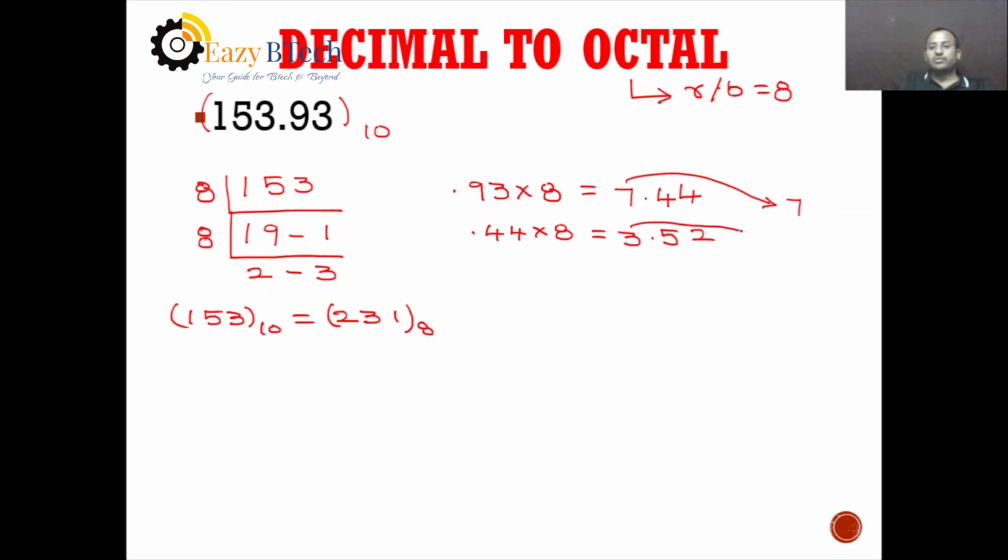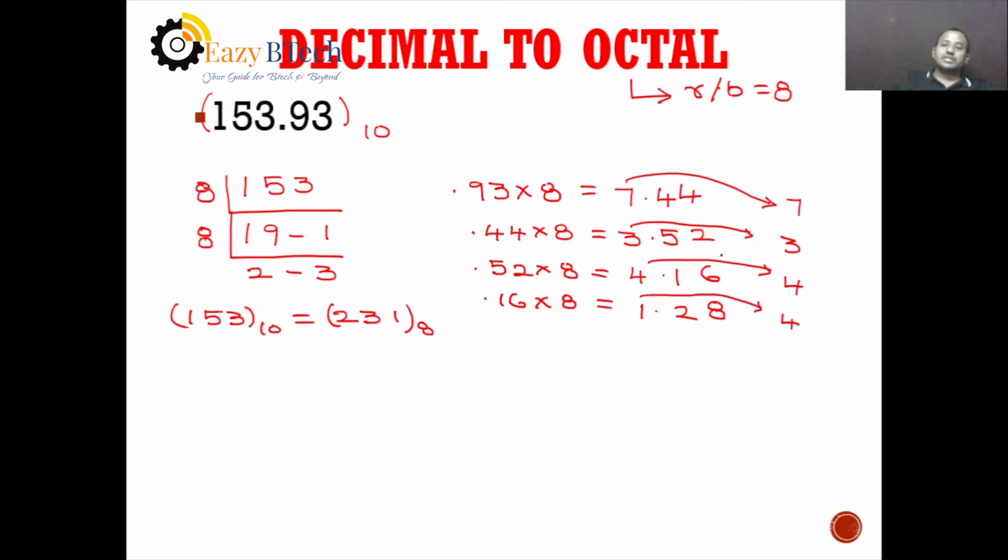So 3 is the integer part we collect, and the fractional part is 0.52. Again if you multiply with 8, 8 twos are 16, 8 fives are 40, 41, so we get 4.16. The integer part we collect is 4, and the fractional part is 0.16. Again we multiply with 8. 8 sixes are 48, so we have 4. 8 ones are 8, 8 plus 4 is 12, so 1.28. The integer part is 4. This process continues. If we collect up to 4 digits it will be fine.